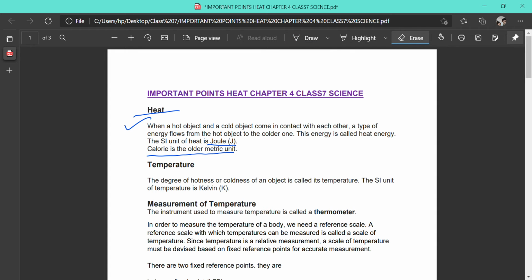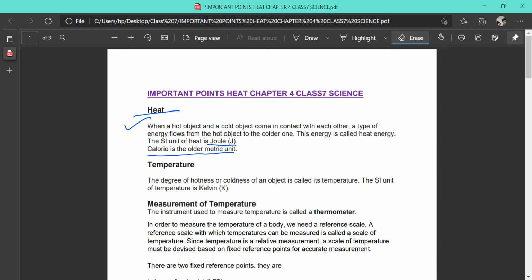So how can we measure this amount of heat? Suppose I have given you two buckets of water. One bucket has hot water, and the other bucket has cold water. By touching the two with your hand, you will feel that this water is hot and this water is cold. But how much heat is present in that water, or how much heat is not present in the cold water? How can we determine this? We cannot determine this by our sense organs. For that, we have to do something else.